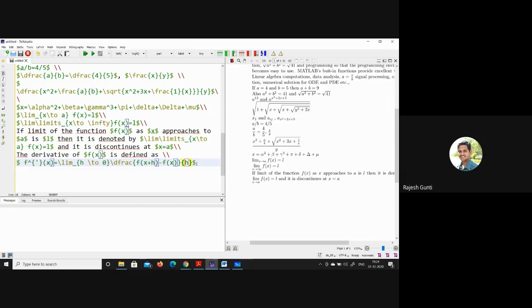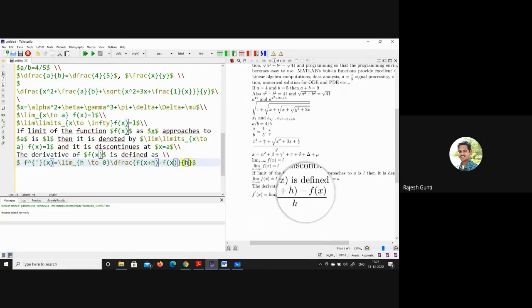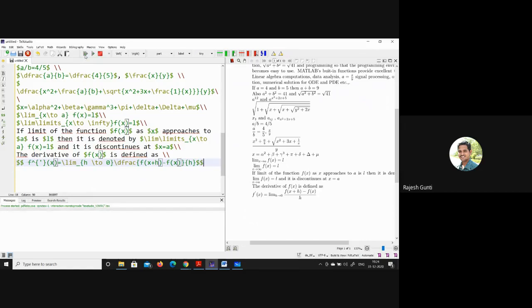So I want to modify again. I will do some modifications here. You see this: the derivative of f of x is defined as f dash x is equal to limit h tends to 0, f of x plus h minus f of x by h. So again I want to bring it to the middle. If you do double dollar symbol, the entire equation will come to the center. You see this.